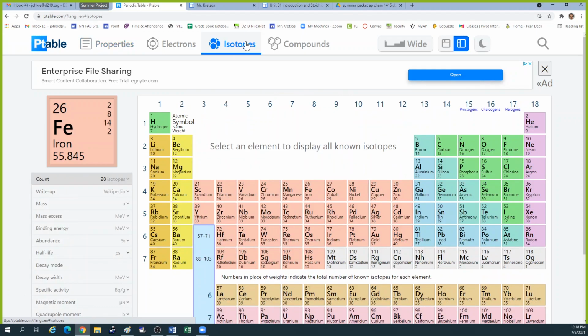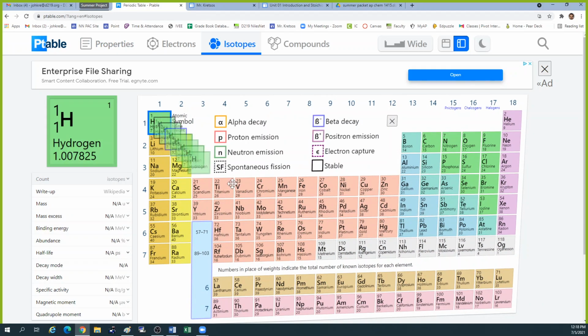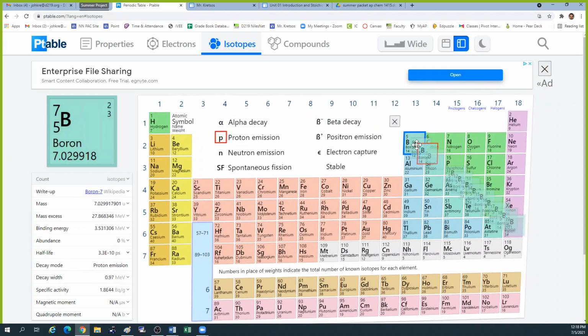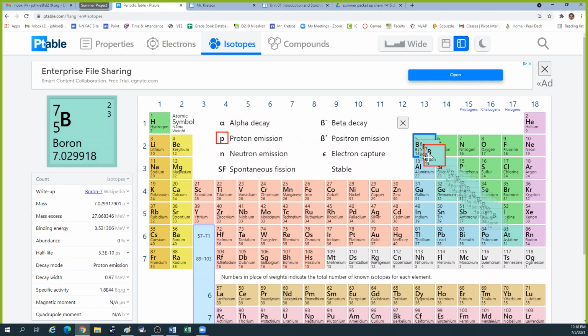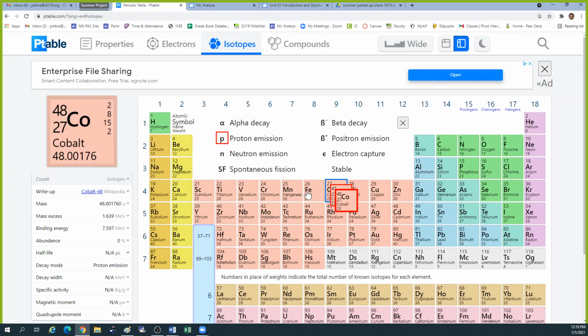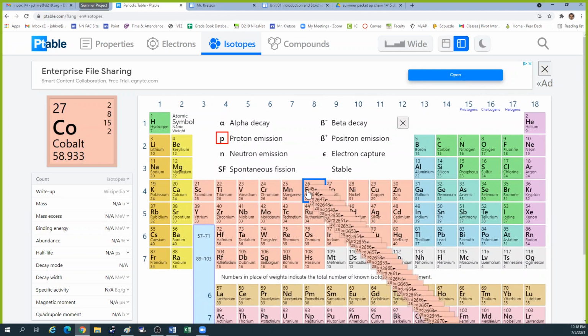But if I click on isotopes and I click on hydrogen, you'll notice all this stack of different atoms are different possible versions of hydrogen that could exist. And what they all have in common is they all have one proton. But what's different is they all have different numbers of neutrons. And if I click on almost any element, you're going to get a stack of possibilities. And the reason why they're called isotopes is because every version of a given element, all the different atoms, all the different isotopes are really represented by that one square.